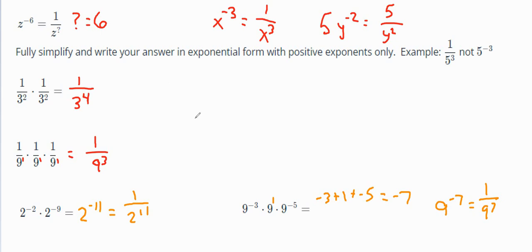And it would work the same if there were variables in there. So something like x to the negative 5th times x to the negative 4th. We would add up the exponents. That would give us x to the negative 9, which is the same thing as writing 1 over x to the 9th power.